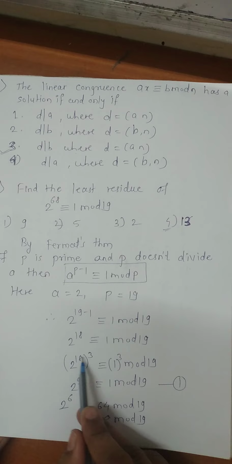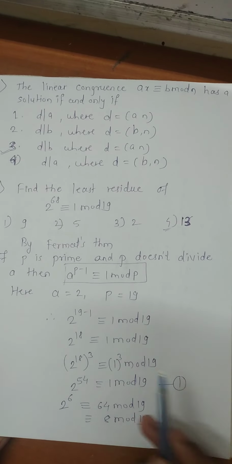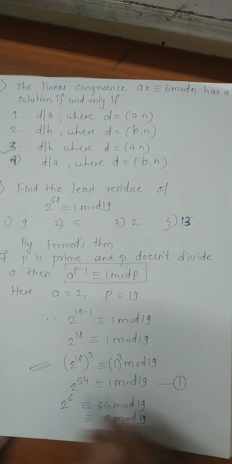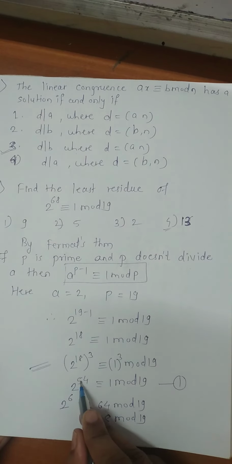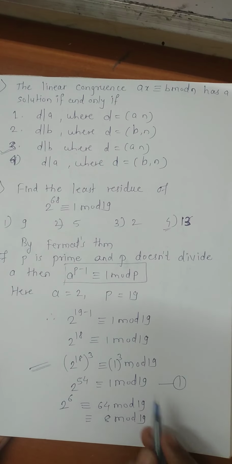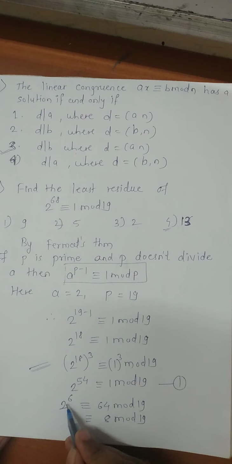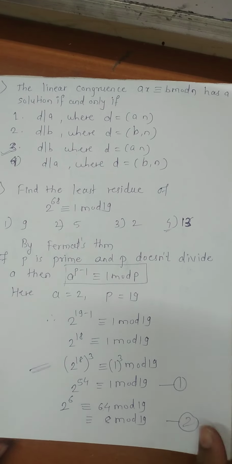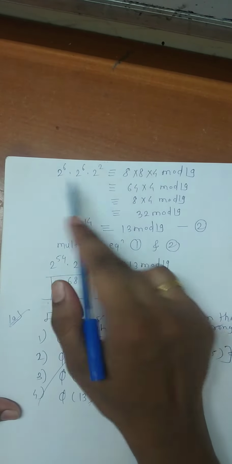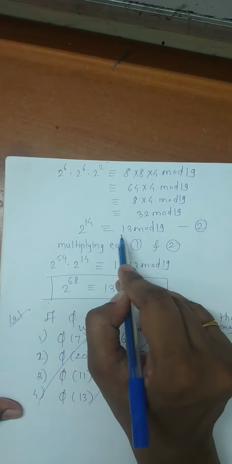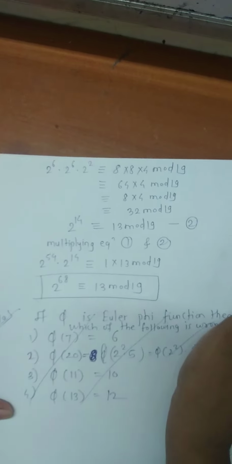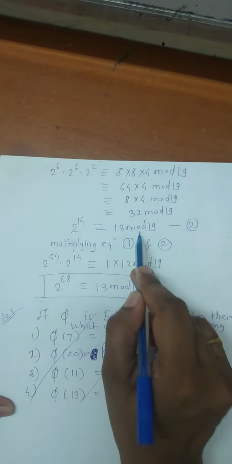Yes, taking the cube on both sides, this is a theorem of congruence, you will get 2 to the power 54 is congruent to 1 mod 19. Call this equation 1. And again, 2 to the power 6 is 64. 64 modulo 19 is 8. Yes, call this equation 2. So after solving, we will get 2 to the power 14 is congruent to 13 mod 19.